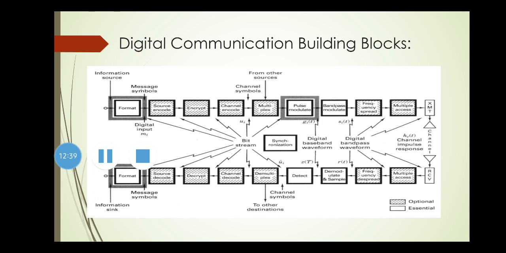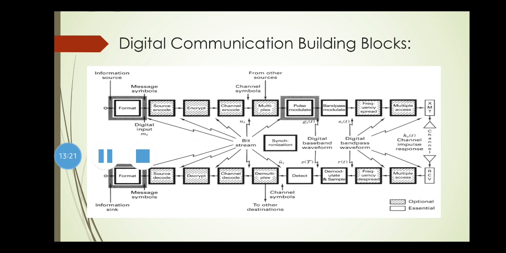Multiplexing and multiple access procedures are basically the combining of signals which might have different characteristics. Like I can say it is a voice signal, or I can say it is a text signal, from different sources. We can combine signals which originate from different sources and transmit them together by making use of the multiplex block as well as the multiple access block.